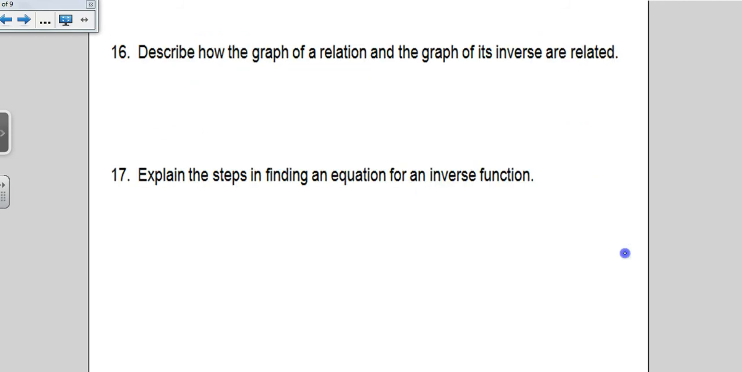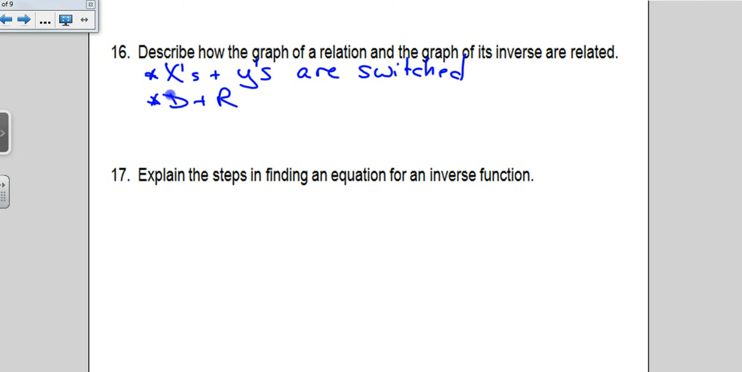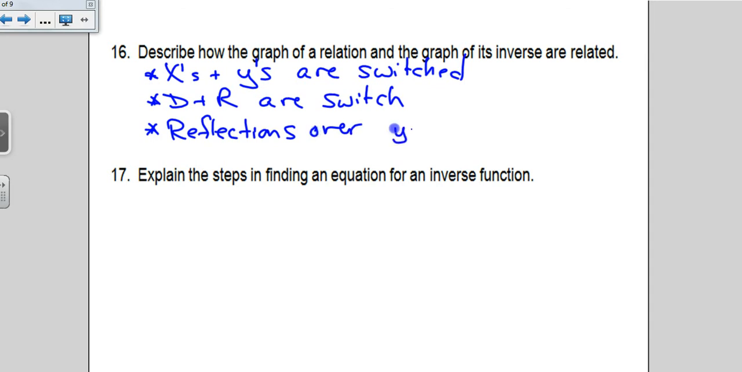And describe how the graph of a relation and the graph of an inverse are related. Well, the most basic explanation here is that the x's and the y's are switched. And because the x's and y's are switched, that means a couple of different things. First of all, that means that the domain and the ranges are switched. So the domain of the original is now the range of the new guy, the inverse. And then something we didn't really see an example of, but we could easily prove on a calculator, is that they are reflections over the line y equals x.